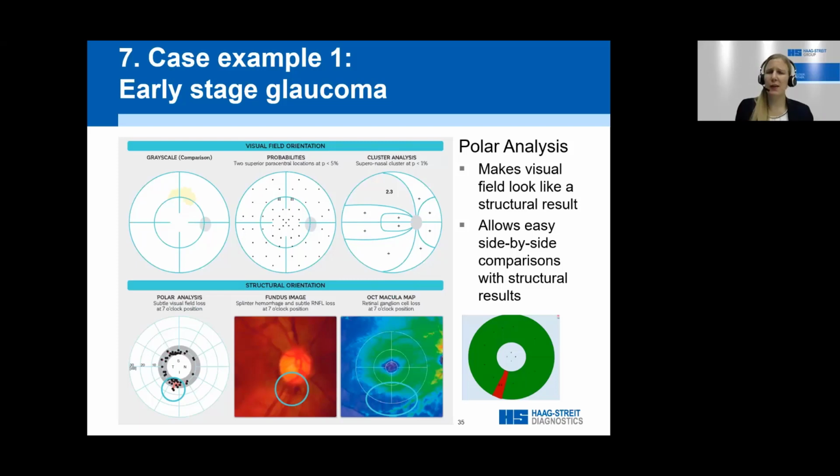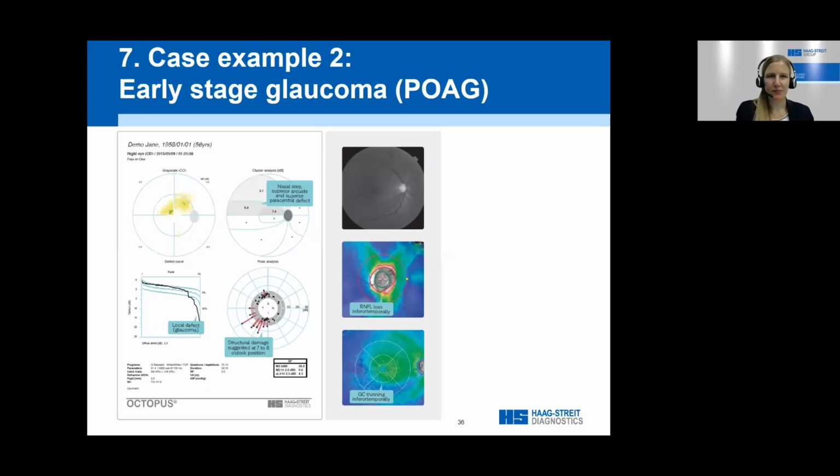Of course, you can do that in your head. It just may sometimes be a little bit quicker and a little bit easier. And the red really draws your attention to where the issues are. Here's another example of a paracentral defect. You see how the cluster analysis and the polar analysis correspond to each other, just different orientation. And then you see the same type of result in your structural results.